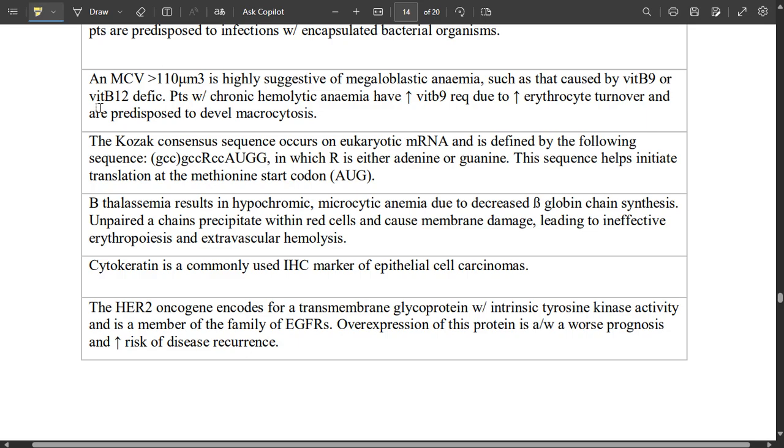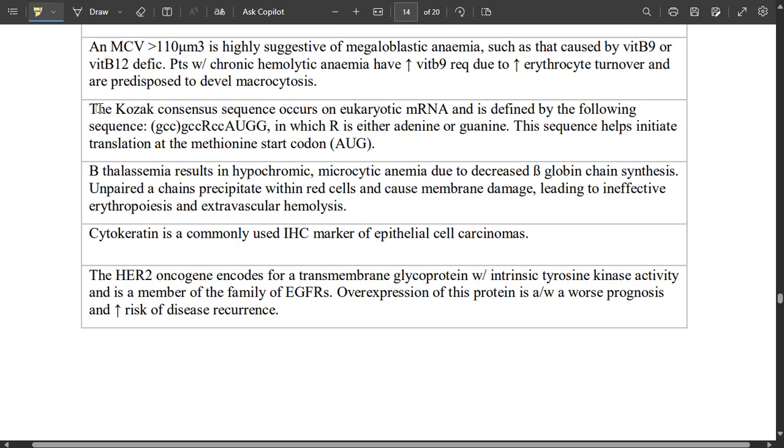Okay, not B12. If there is hemolysis, then there is destruction of RBCs. To form more RBCs, more folic acid is required, because folic acid helps the formation of thymidylate, which is an important component of the DNA for the development of RBCs or erythrocytes. Therefore, the vitamin B9 requirement is high.